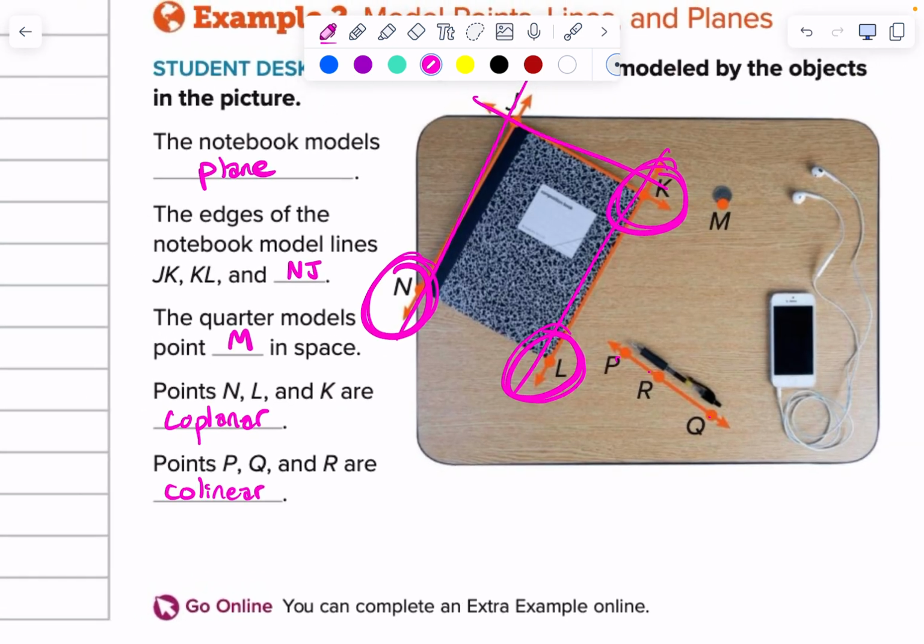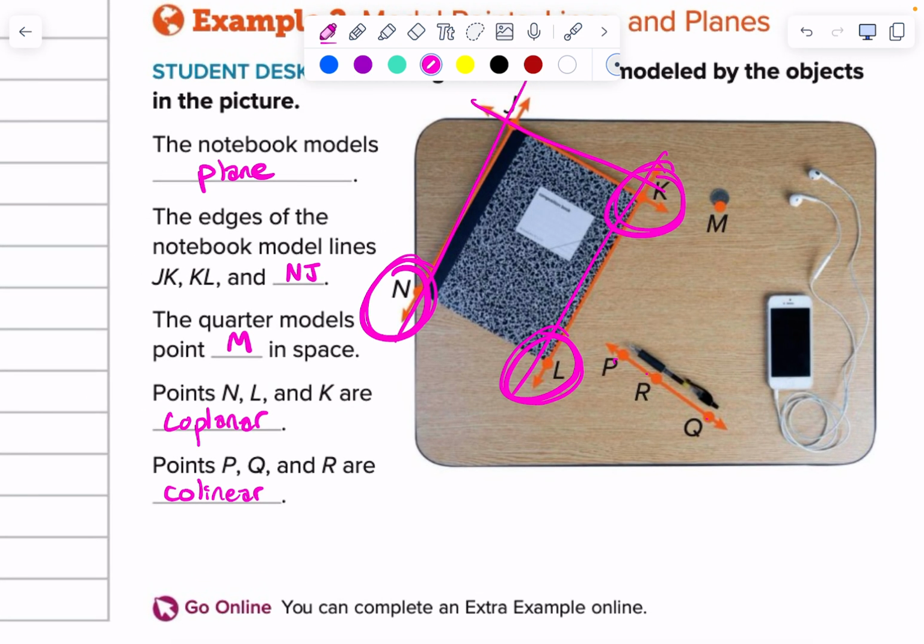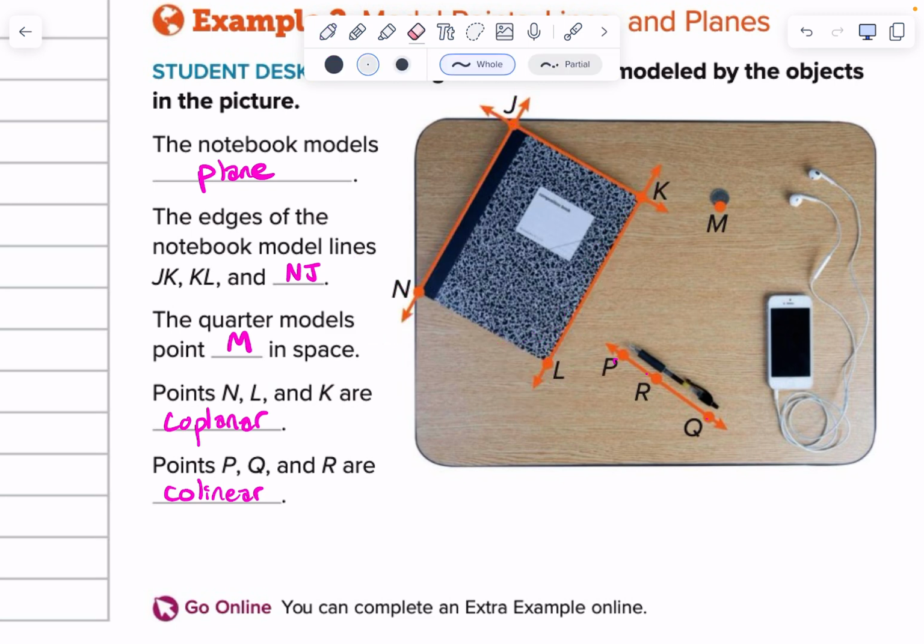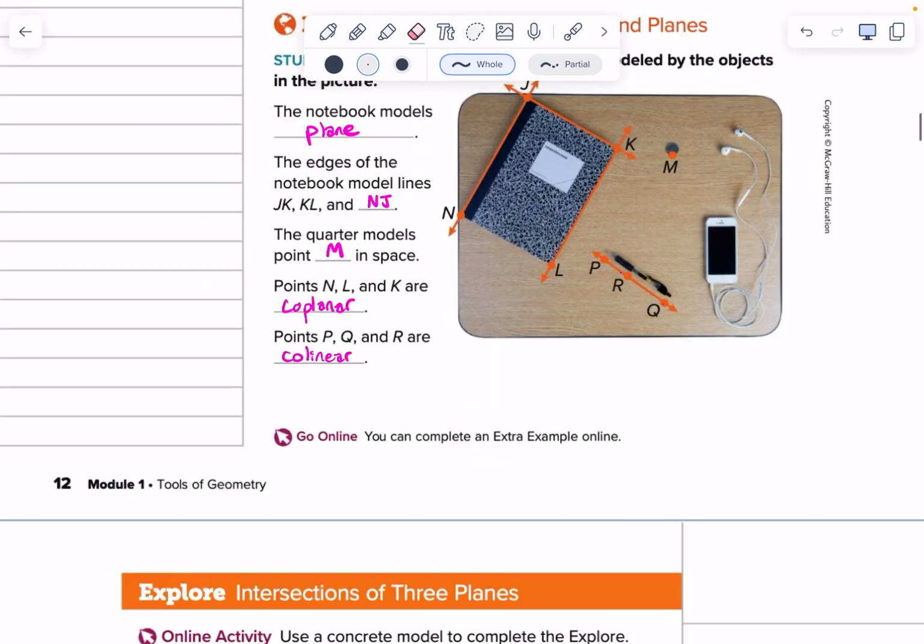Is it a plane if the bottom is not connected? Oh, I mean, it could be connected. They just didn't draw it. They're lazy. It's fine. But they don't have to show us that there's obviously an edge there. There's a line that exists there. They just didn't highlight it. Okay, moving on. Next.